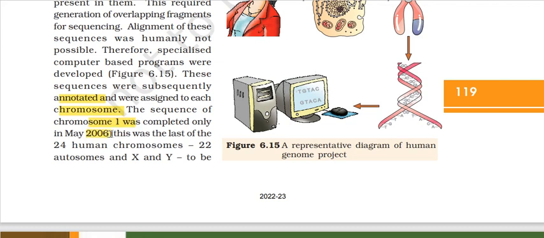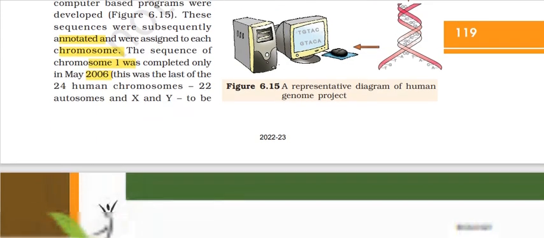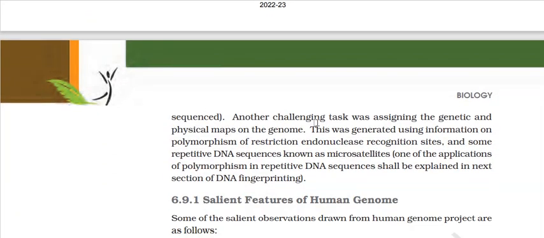The last of the 24 human chromosomes was the first chromosome जो हमने recently sequence किया, and that was in 2006. Fine. 22 autosomes and X and Y to be sequenced. Another challenging task was assigning the genetic and physical maps on the genome. This was generated using information on polymorphism of restriction endonuclease recognition sites and some repetitive DNA sequences known as microsatellites. कुछ repetitive DNA sequences थे, microsatellites. One of the applications of polymorphism in repetitive DNA sequences shall be explained in next section of DNA fingerprinting, जो हम आगे देखने वाले हैं.